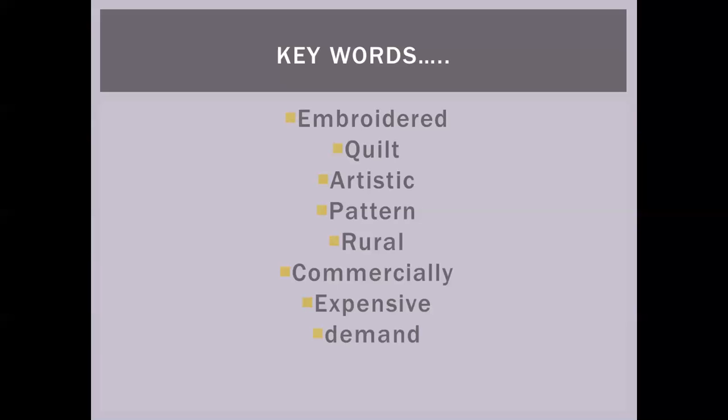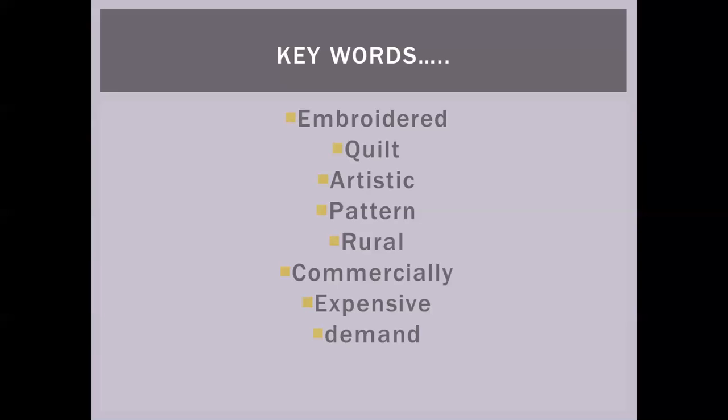Mymensingh, Jamalpur, Rajshahi, Faridpur, Bogura, and Joshore are most famous for this craft. Okay, so now we are getting the areas that are famous for this Nokshikatha. Again, I'm saying the areas' names: Mymensingh, Jamalpur, Rajshahi, Faridpur, Bogura, and Joshore.